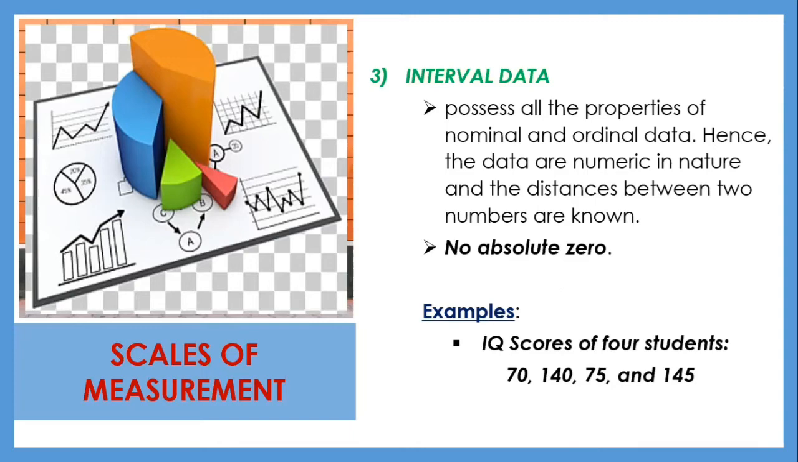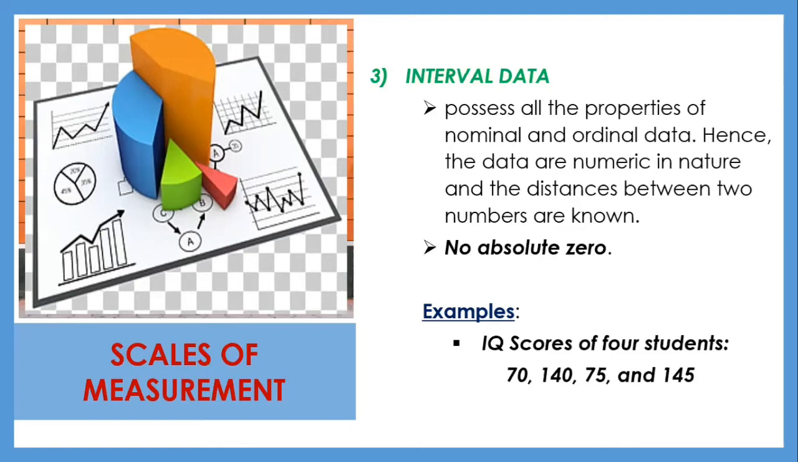And again, as discussed earlier, I would like to reiterate, your interval data doesn't have an absolute zero. No absolute zero. Examples, IQ scores of 4 students. You have 70, 140, 75, 145, okay?